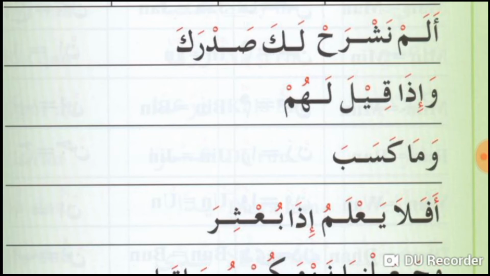Alam. Correct. Nun fata sheen sukun, nash. And then ra fata ra, ha sukun, ra. Correct. So Alam Nashra. Correct. Okay.